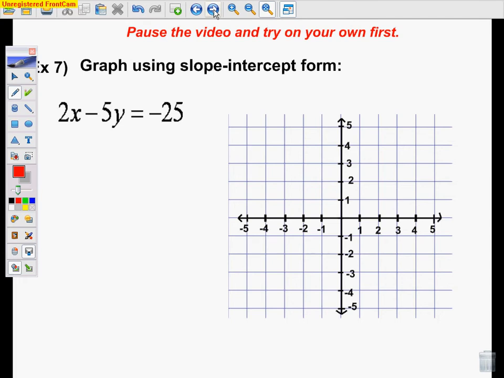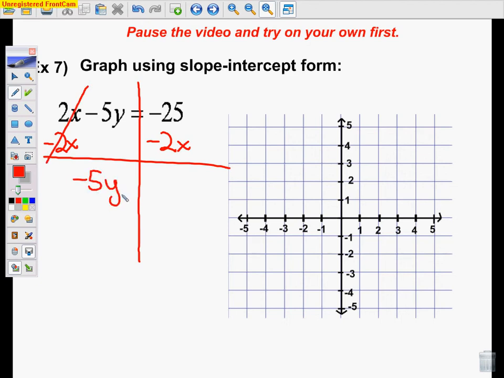All right. After you pause the video, here we go. Let's try this one together. Is y by itself? No, so let's get y by itself. How do I get y isolated? Well, first thing we need to move is this 2x. It's a positive 2x, so we subtract it from both sides. So these cancel out on the left, leaving you with negative 5y equals negative 2x minus 25.